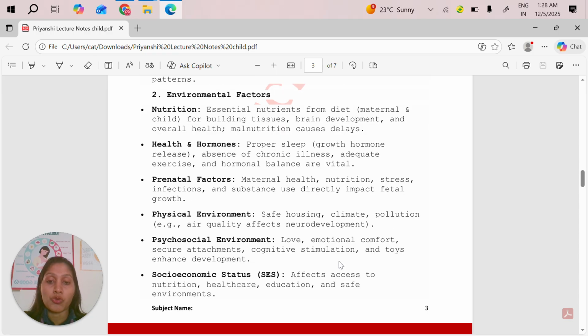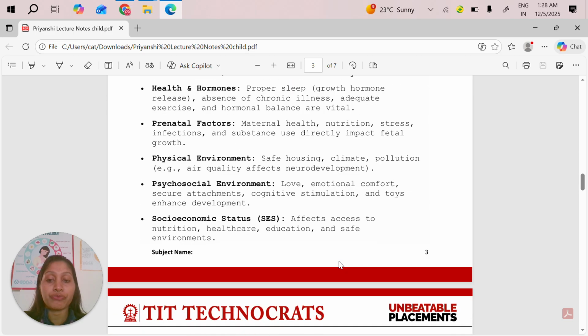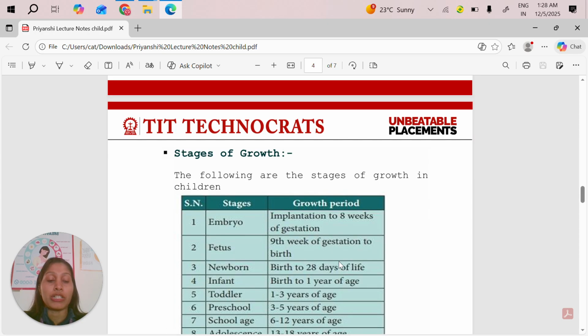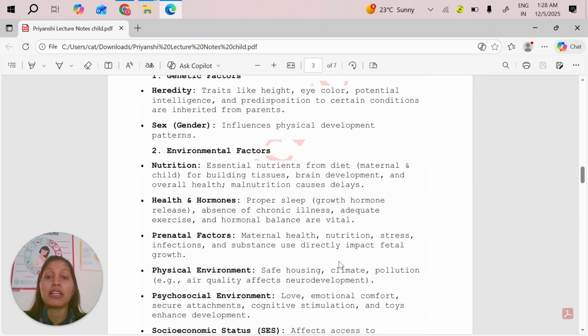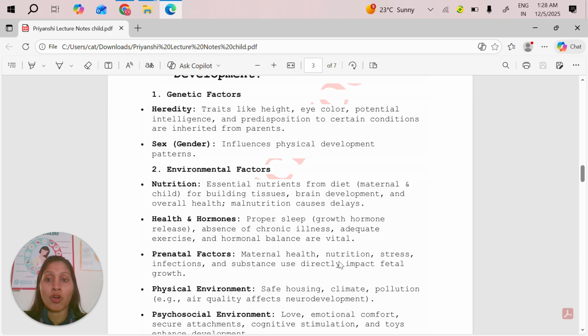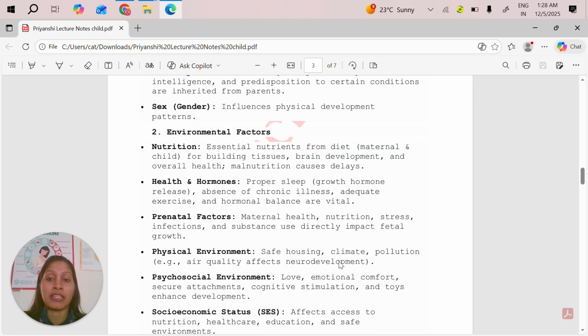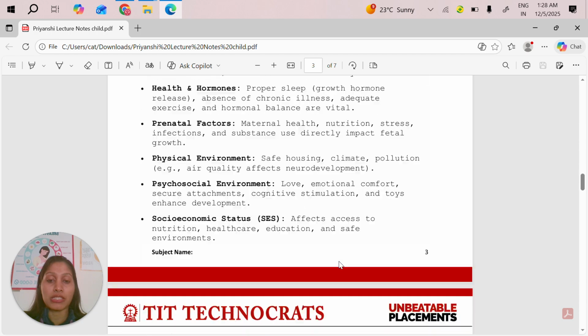Next is physical environment. Safe housing, climate, pollution, for example air quality, affects neurodevelopment. Okay. Then psychosocial environment: love, emotional comfort, secure attachments, cognitive stimulation and toys enhance development. Next is socioeconomic status, which affects access to nutrition, healthcare, education and safe environment. So we discussed the factors of growth and development, in which the two most common are genetic factors, including hereditary and gender, and environmental factors, including nutrition, health and hormones, prenatal factors, physical environment, psychosocial environment and socioeconomic status.